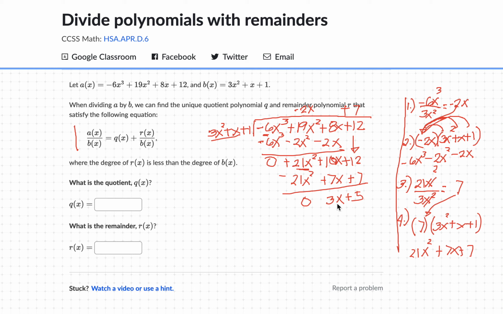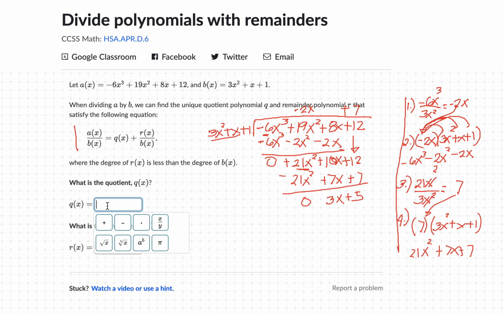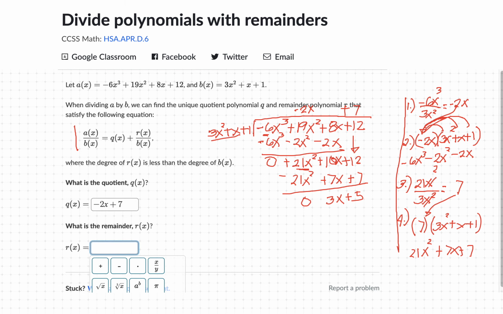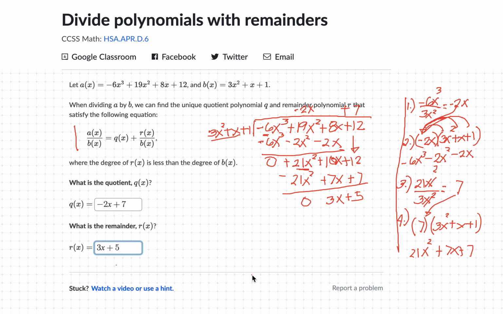So, therefore, our quotient is the one that we have at the top. So we're just going to place it here. So that's going to be the negative 2x plus 7. And our remainder is what we have right here. So that's just going to give us a 3x plus 5. And then let's check. All right. So that's an example for our can.